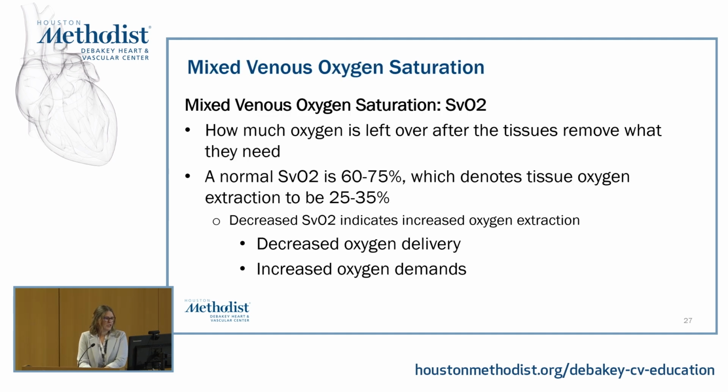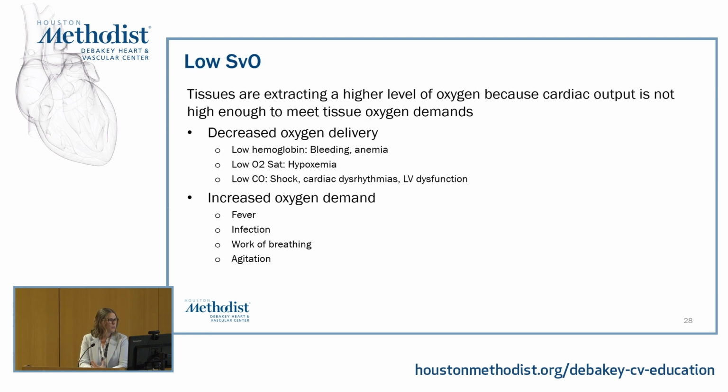So mixed venous oxygen saturation. This is how much oxygen is left over after the tissues remove what they need. A normal SvO2 is 60 to 75%, which denotes tissue oxygen extraction to be 25 to 35%. This means that typically on a regular basis, your tissues are taking 25 to 35% of your oxygen and leaving 60 to 75%. So if you have a decreased SvO2, that indicates an increased oxygen extraction. So you either have decreased oxygen delivery or you have increased oxygen demands. And so what does that mean?